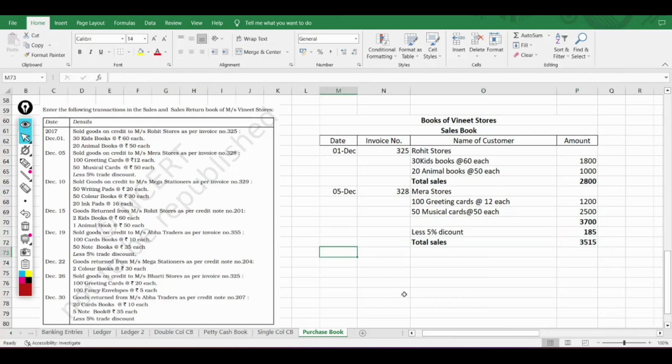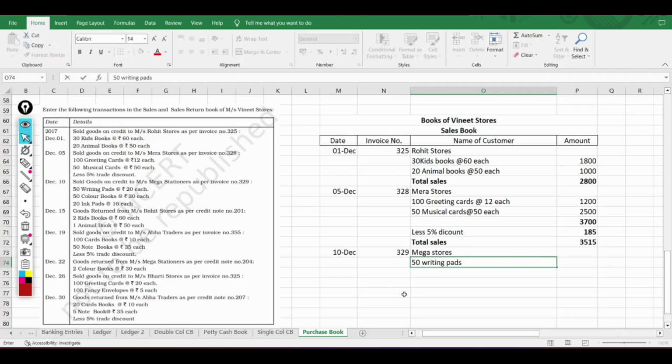Next, on December 10, invoice number 329 to Megha stores. Items: that is 50 writing pads at rupees 20 each, which is 50 into 20. Again 50 color books at rupees 30 each.